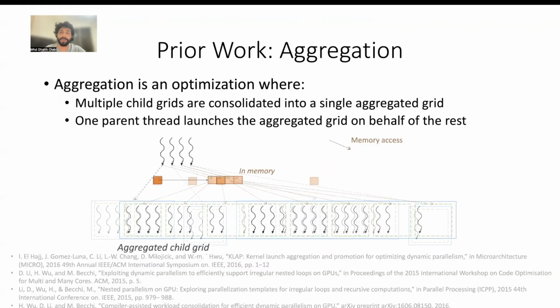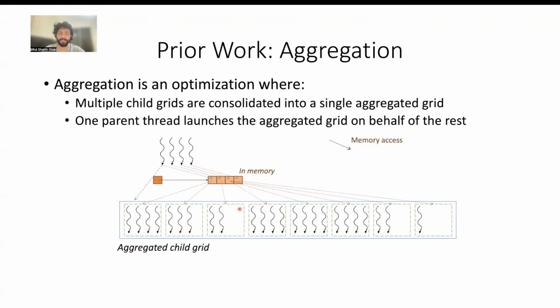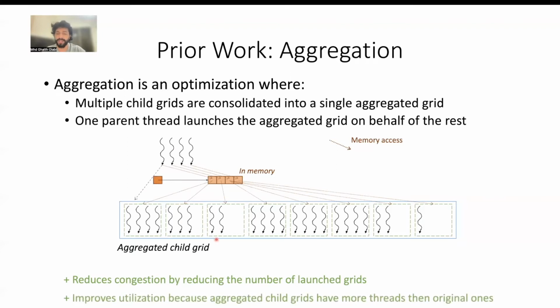We apply the aggregation optimization. Now we have 4 parent threads. They work together in order to consolidate their work. And once they are done consolidating their work, one of them does the aggregated launch, which is a larger grid with all the work of the parents combined. This tackles congestion and reduces it by reducing the total number of launched grids. It also improves utilization because now the aggregated child grid has more threads than the original one.